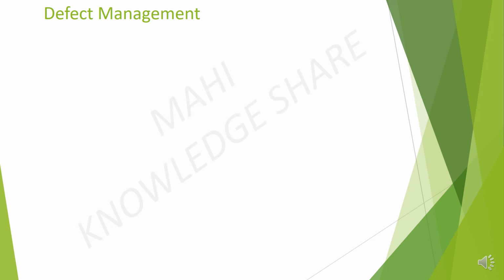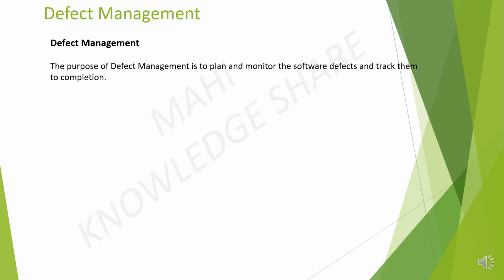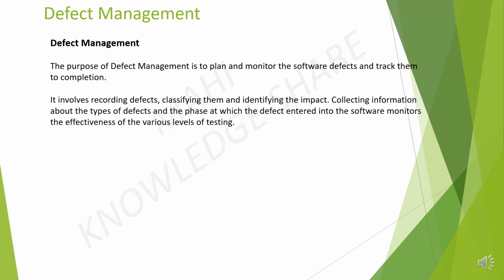Defect management. The purpose of defect management is to plan and monitor the software defects and track them to closure. It involves recording of defects, classifying them and identifying the impact, collecting information about the type of defects and the phase at which the defects entered into the software, and monitoring the effectiveness of the various levels of testing.